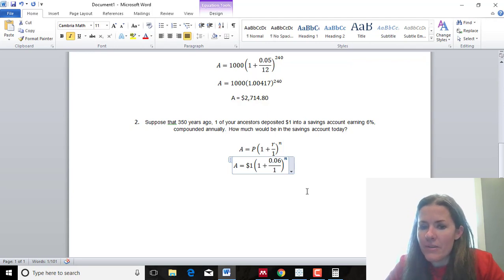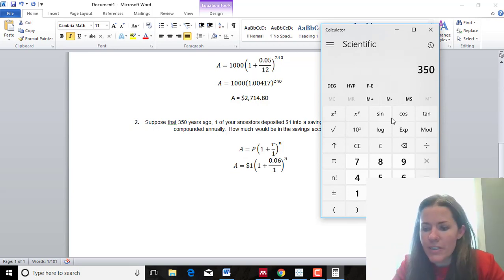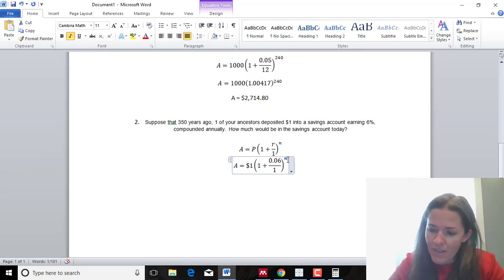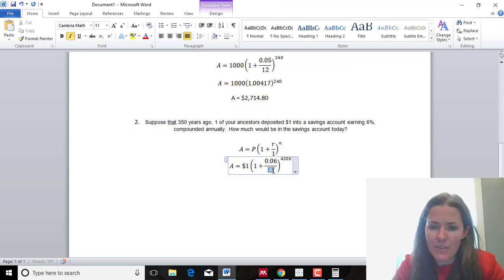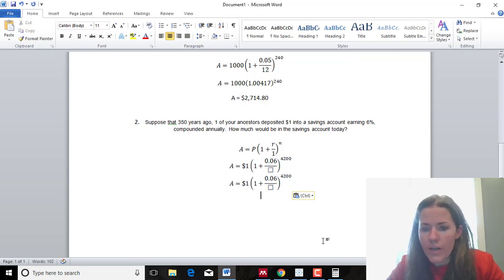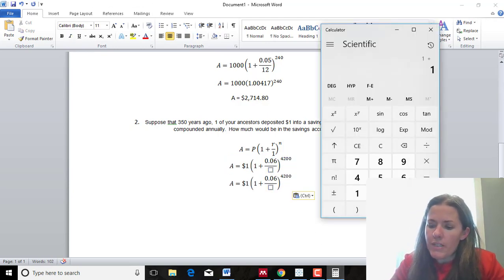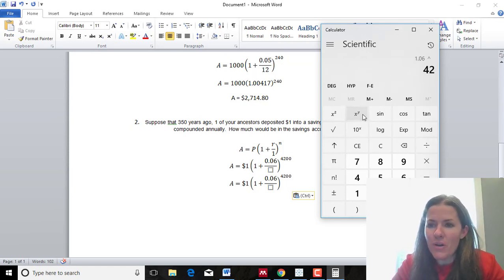All right, now here's our N. What's our N going to be? They did it 350 years ago, and there's 12 months in a year, so multiply by 12. 4,200 months. That's a lot of months. All right, so 0.06 divided by 1, that's just going to be 0.06, right? So I really don't even need that divided by thing. So it's really just 1 plus 0.06. So let me just copy this again so that we can put it in our good old calculator. So 1 plus 0.06 equals 1.06. I raise that to the 4,200th power.